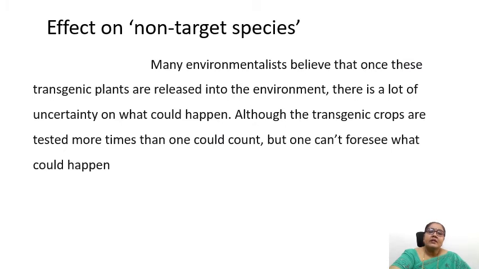So we also see there are some effects on the non-target species. Many environmentalists believe that once these transgenic plants are released into the environment, there is a lot of uncertainty on what could happen. Although the transgenic crops are tested more times than one could count, one can't foresee what could happen. So we all are very, very worried about what could happen to these crops.